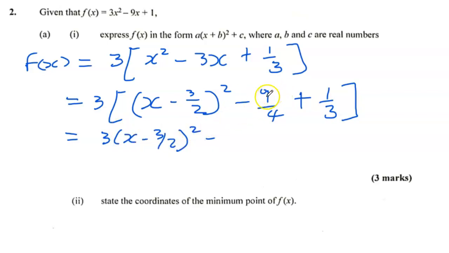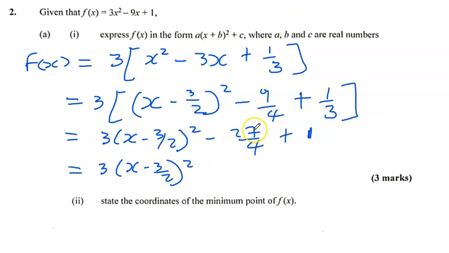3 times 9 over 4, well, that's negative 27 over 4. And 3 times 1/3, that's 1. So I'll end up with 3 times x minus 3 over 2 squared minus 27 over 4 plus 1. Now 1, let me rewrite 1 as 4 over 4. So it's the same denominator, 4, so I can just add negative 27 and 4, that's negative 23.